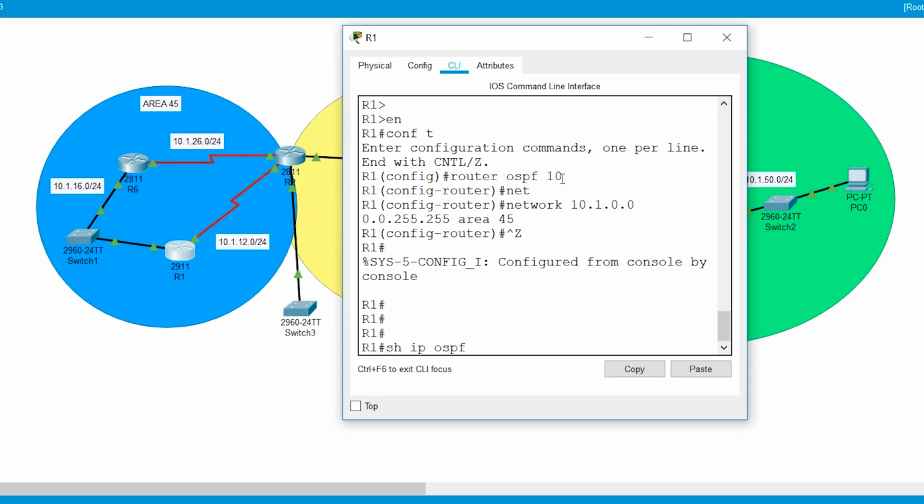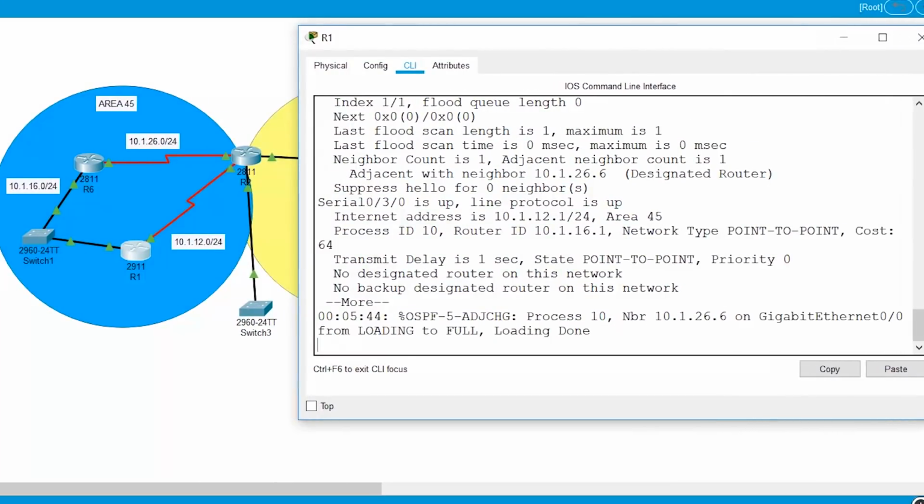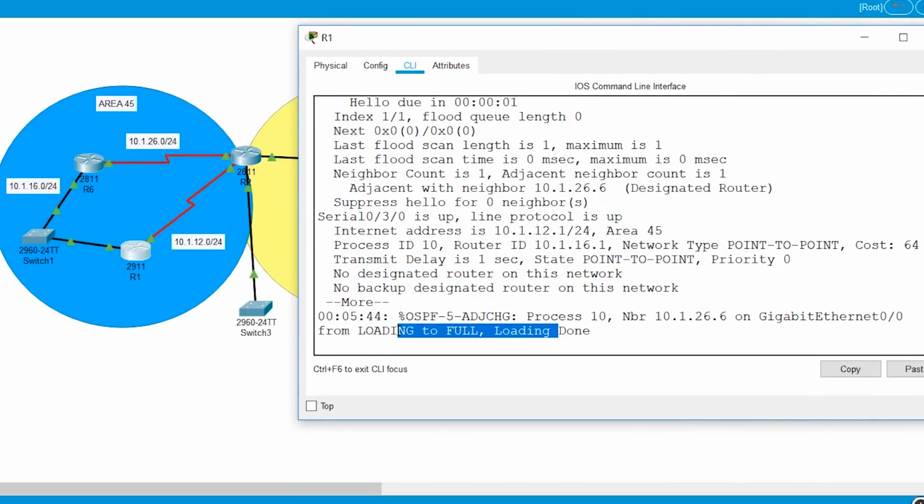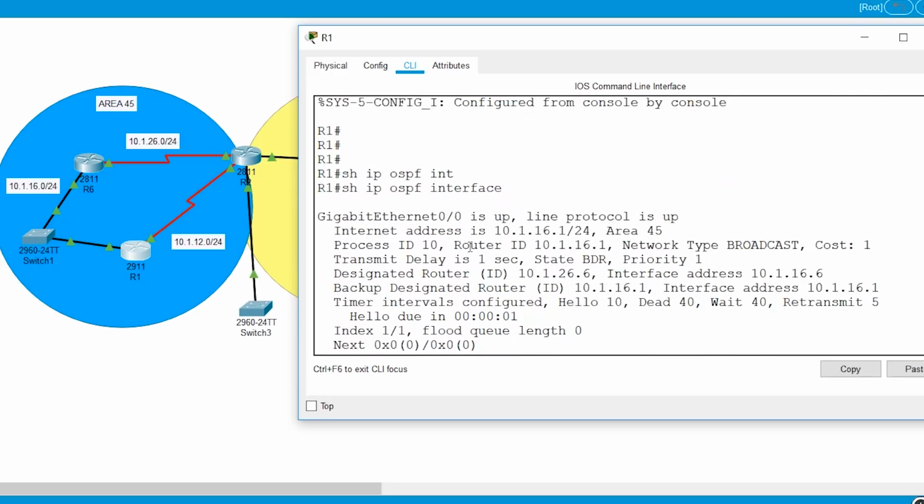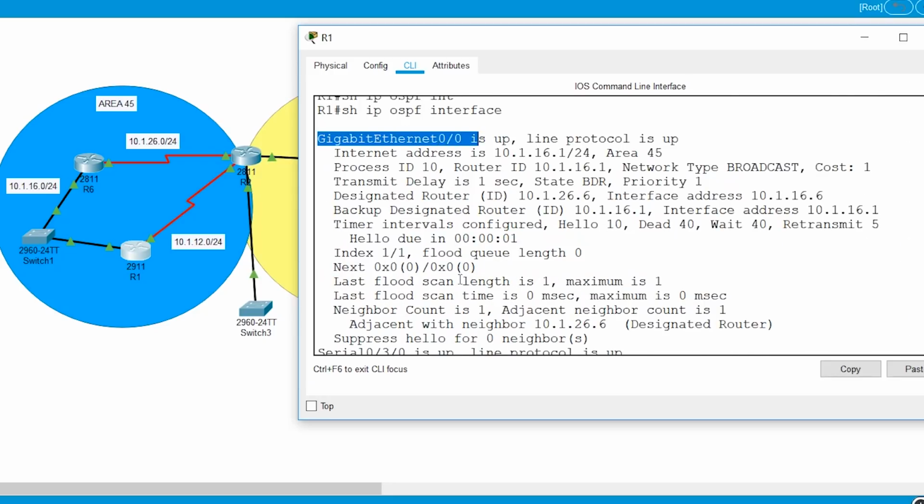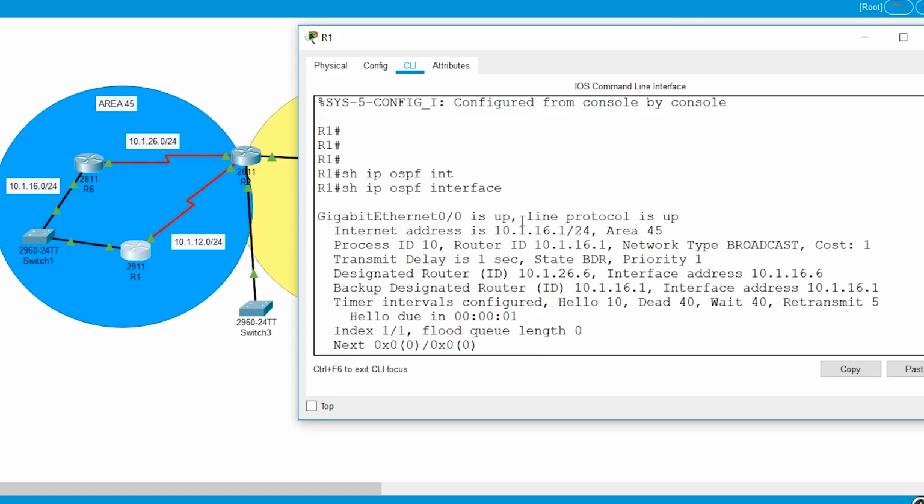Show IP OSPF interface, and of course it is confirmed by that status message there, which says it has changed from loading to full, right? Gigabit Ethernet and serial interface. So these two interfaces are running on OSPF 45. This is gigabit because this is a 2911 router. Router 6 was a 2811 router. So don't worry about that.